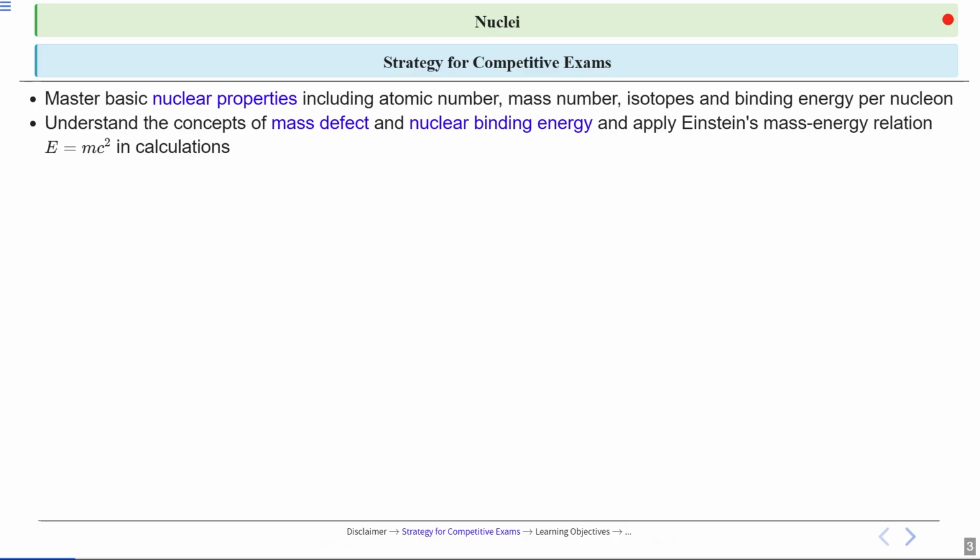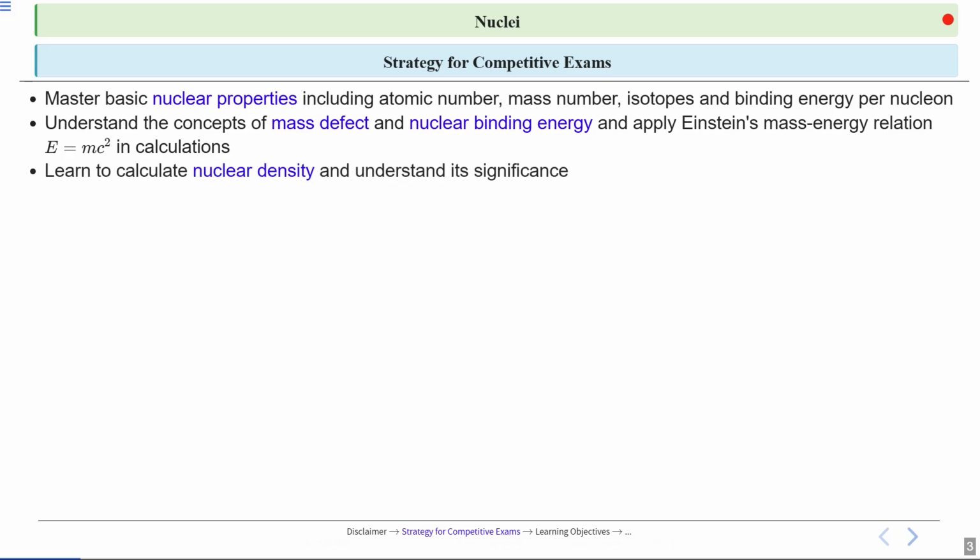Understand the concept of mass defect and nuclear binding energy. The mass defect is the difference between the mass of a nucleus and the sum of the masses of its individual protons and neutrons. We use Einstein's famous equation E equals mc squared, where E is energy, m is mass, and c is the speed of light, to calculate this energy.